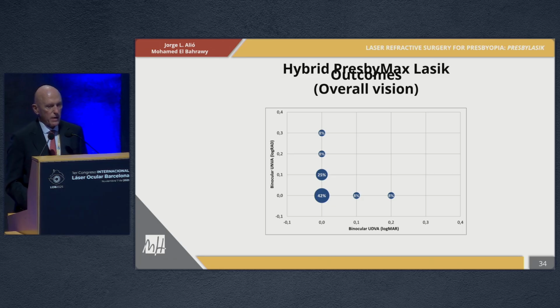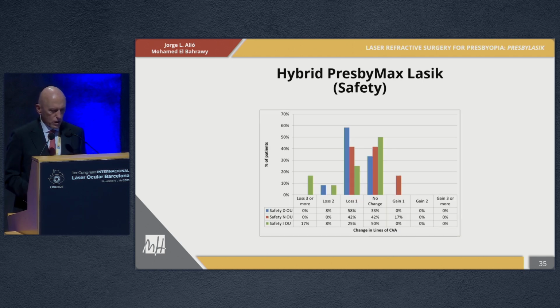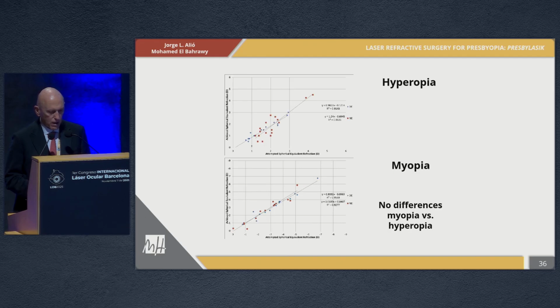And so 42% of patients had a logMAR of 0, so for near and far, it varied up to 0.1 in approximately 75%. So we have 80% of patients with binocular vision of 0.8 or more. The hybrid Presbymax is very safe, with just a loss of one line of vision. You have to contemplate that when we consider the cornea and the visual axis, there's 25% of patients with a risk of losing one line, whilst the rest didn't gain or remained generally stable.